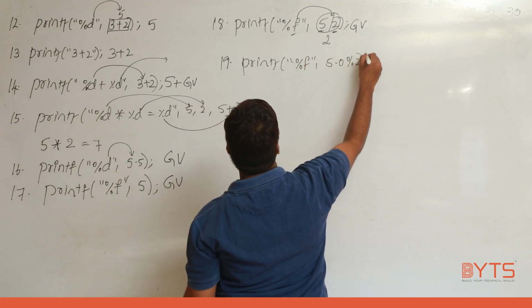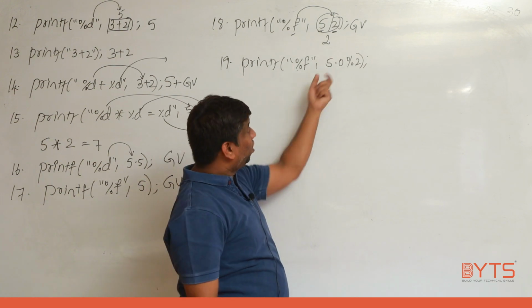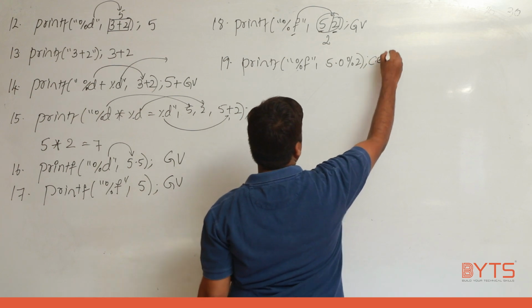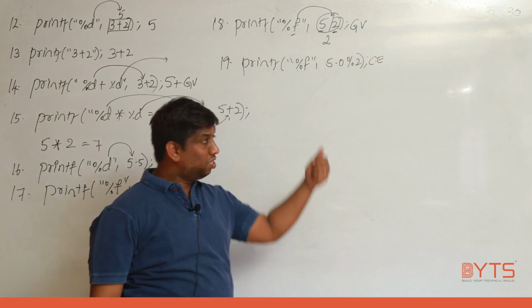Now what is the answer? Okay, some people are thinking float, the result is float, I'll get some value. No, we cannot apply modulus on a float value. Don't forget that point. Why are you getting an error? Because we cannot apply modulus on a float value. That is the reason you are getting an error.